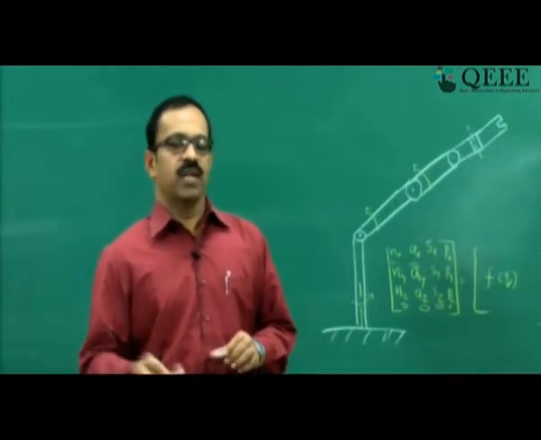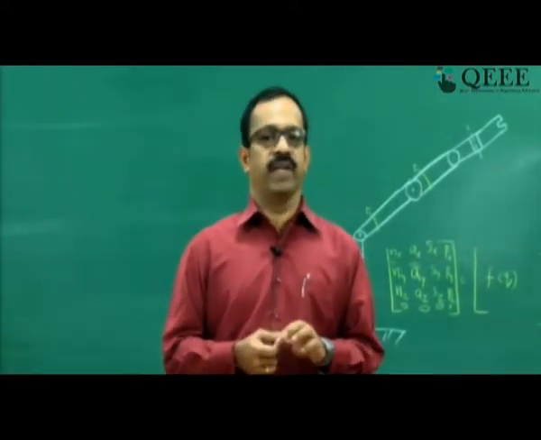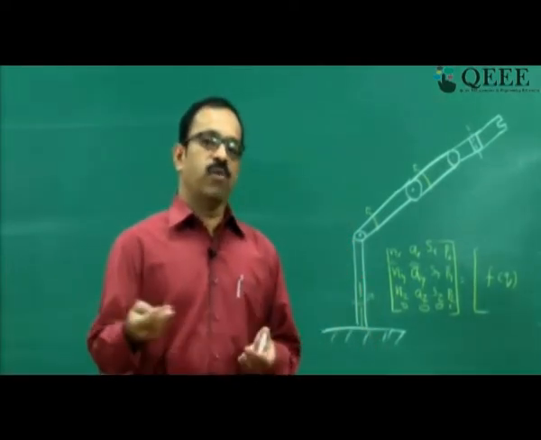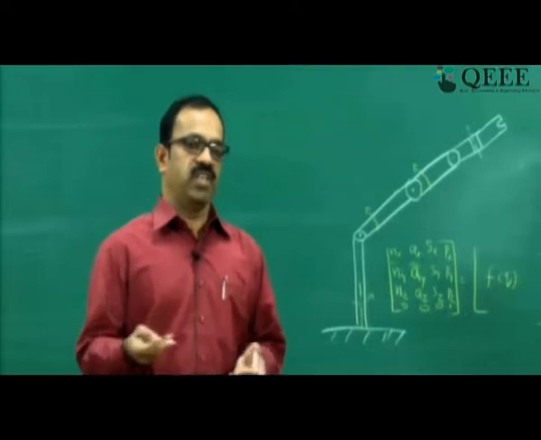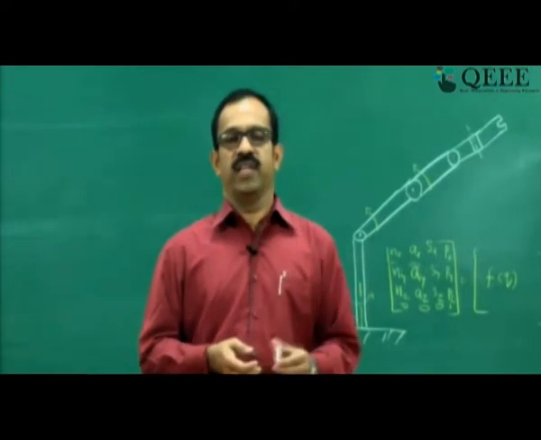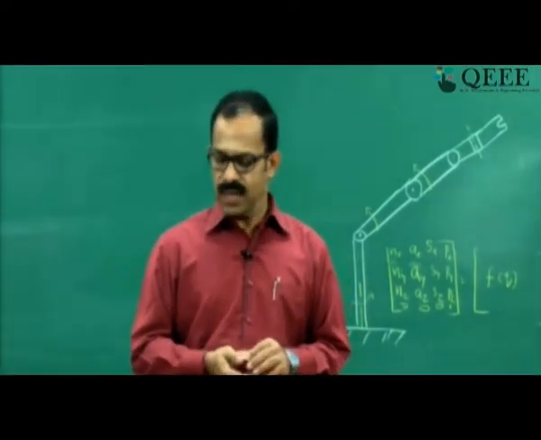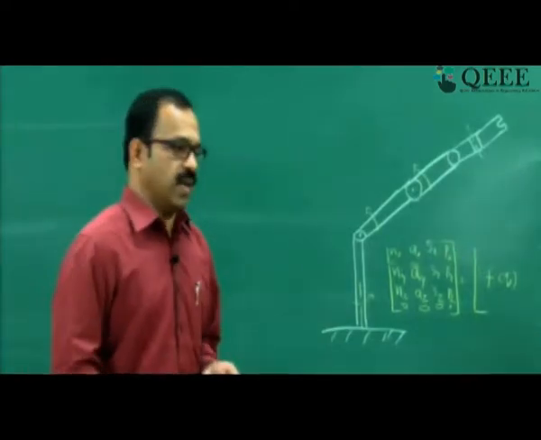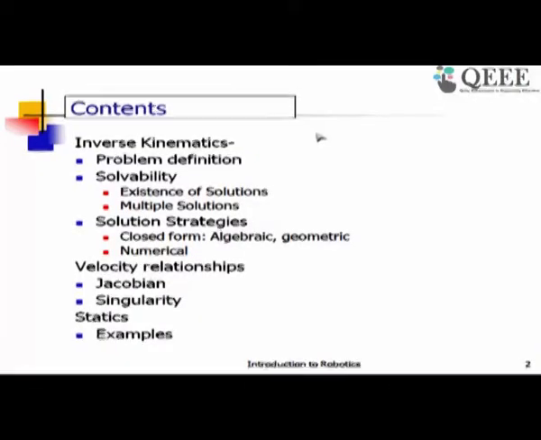So today we will discuss the next problem of inverse kinematics and the velocity relationships between the Cartesian frame and the joint frame, and look into the issues of singularity and Jacobian and things like that. As briefly mentioned in the last class, we will be discussing the inverse kinematics problem, the definition of the problem, and the solvability of an inverse problem. It does not mean that the inverse can always be solved. There are some issues and some conditions under which we can solve the inverse kinematics. So we look into the solvability, and then we look into the solution strategies.